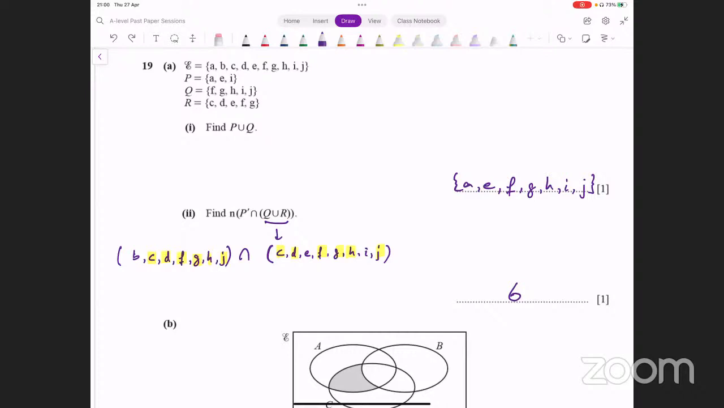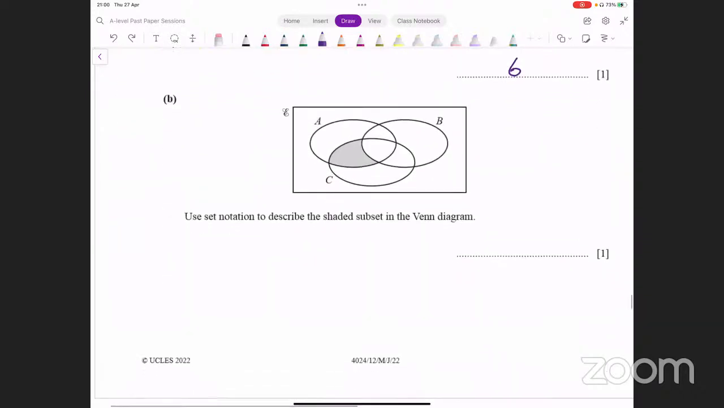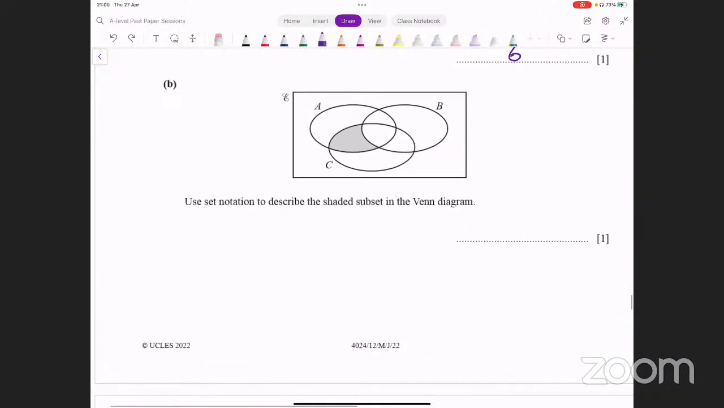Okay, let's look at part B now. Use set notation to describe the shaded subset in the Venn diagram. Now, how do we describe this Venn diagram? Let's think about this. Think about intersection and union. What is intersection? Both conditions are met. What is union? Any one condition is met. Now how can you think about this set? It should be inside A and also inside C. It is inside both A and C.